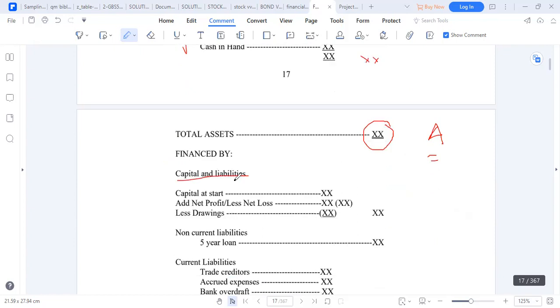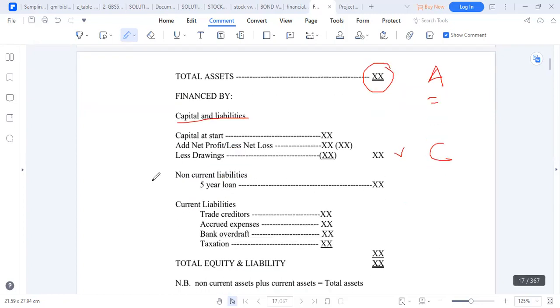So capital and liabilities, we start with capital at start. We add the net profit. If there is a loss, we subtract it. Then we list the drawings. This is our capital. Drawings usually reduce capital, that's why we subtract them.